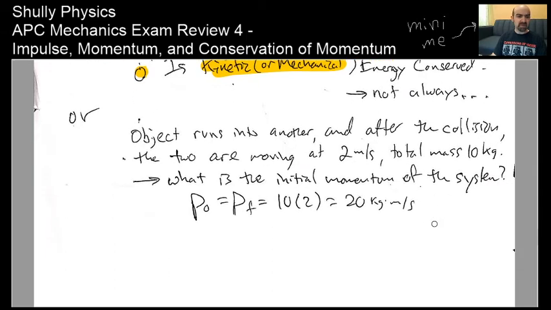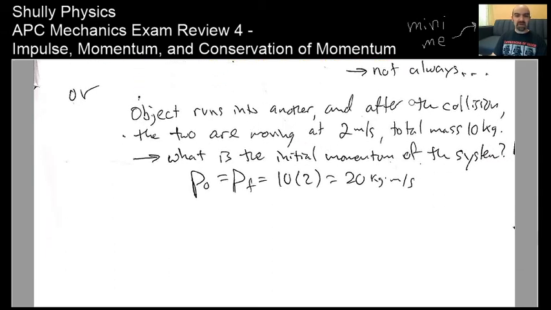So here's an example. An object runs into another object, and after the collision, the two are moving at 2 meters per second with a total mass of 10 kilograms. What is the initial momentum of the system? Like, what, hold on. They only give us the final values. What do I do here? Oh, it's the initial momentum of the system, not the individual parts. So remember that the initial momentum of the system is equal to the final momentum of the system. So that would be the total mass times the velocity.